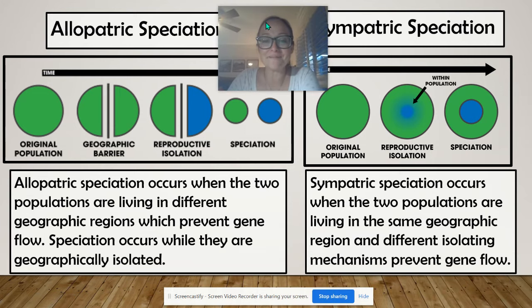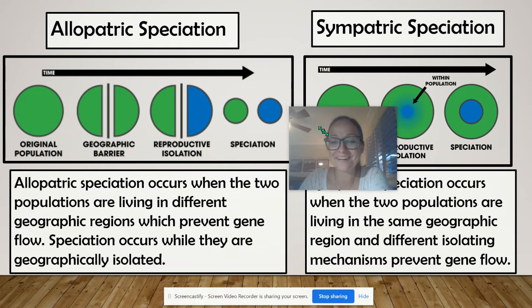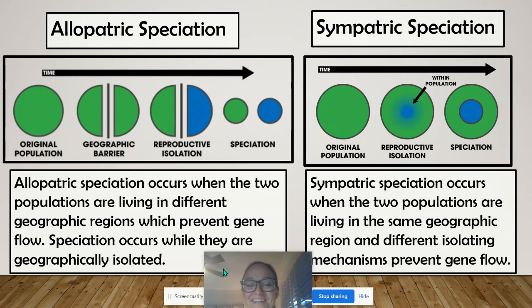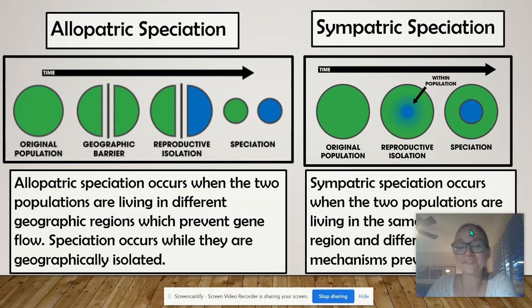So let's see where I can put my face. I don't know. Let's see if I can make my face smaller. Nope. Okay.